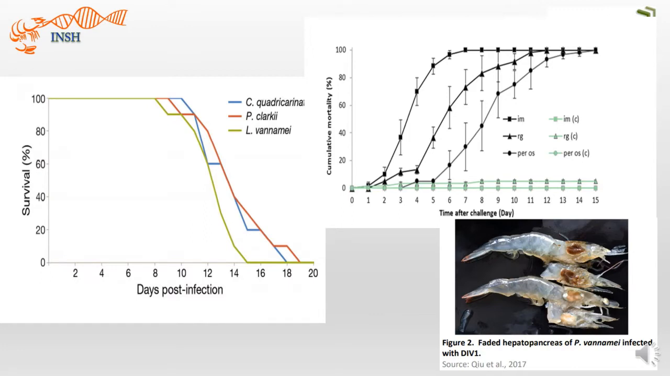On your right-hand side, to determine the route of DIV1 infection, the challenge routes here included the immersion challenge, the reverse gavage, and also the per os, which all resulted in 100% mortality in Penaeus vannamei.